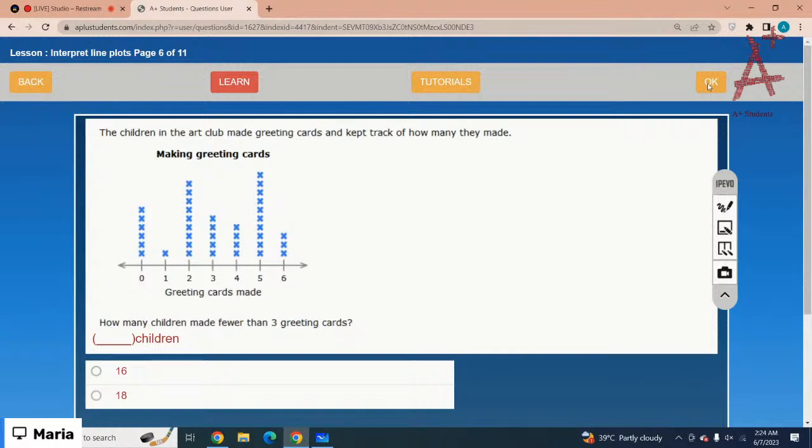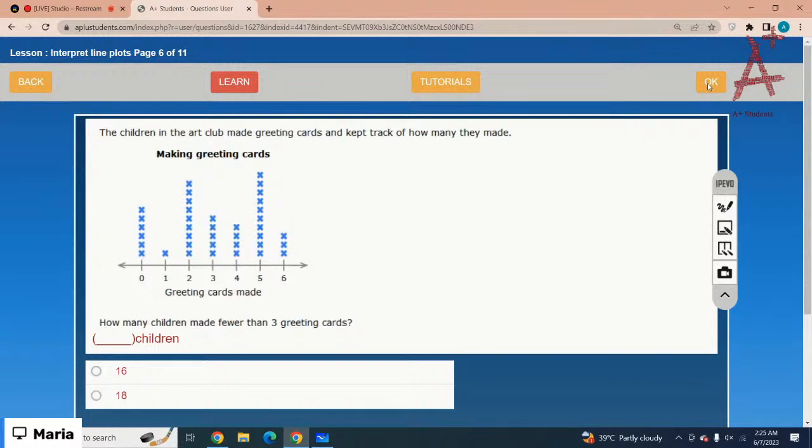Okay, the children in the art lab made greeting cards and kept track of how many they made. So how many children made fewer than 3 greeting cards? So you have to count the crosses in front of the greeting cards that are fewer than 3. Fewer than 3, you have three values, 0, 1, and 2. So just count the crosses above 0, 1, and 2.